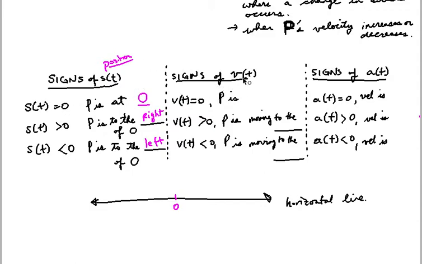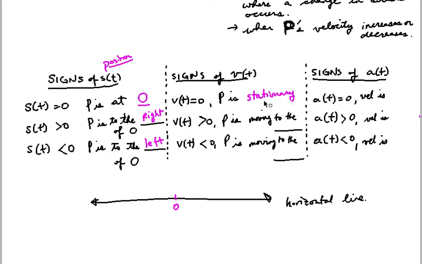Now let's look at the signs of V. Okay, what does V tell me? V tells me the speed and the direction. Okay, so let's look at the signs of the speed. If the velocity is 0, that means that P is doing what? What's happening to P if the velocity is 0? If I'm moving at 0 centimeters per second, I'm not moving, right? So P is not moving. P is what we would say is stationary.